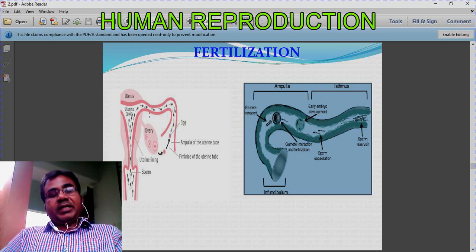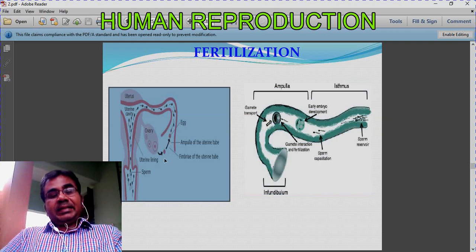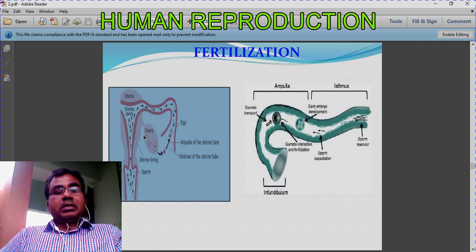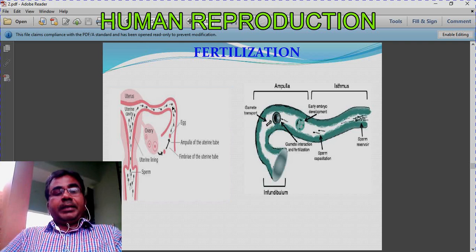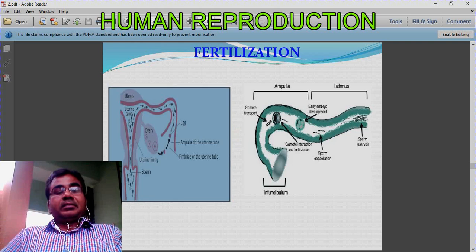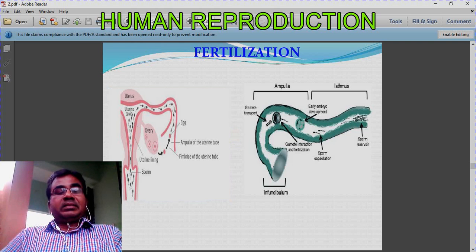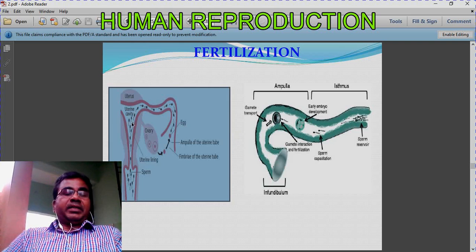Sperm comes through this way, but at the same time, the egg, otherwise ovum, is developed from the ovary, and from the ovary, ovulation will take place. After ovulation, the ovum will be transported to the fallopian tube. Now sperm and ovum are meeting in the fallopian tube where fertilization takes place, and after that the fertilized egg moves towards the uterus, reaches the uterus, where it is implanted.